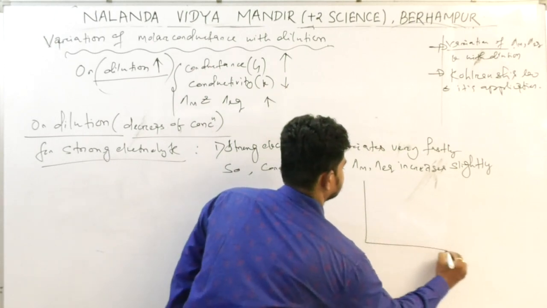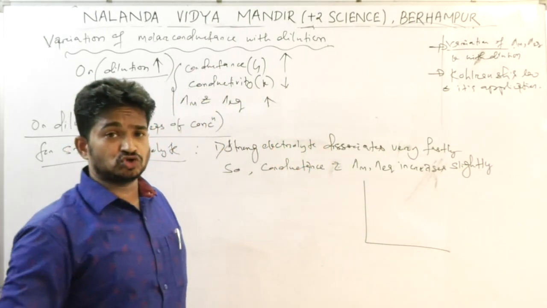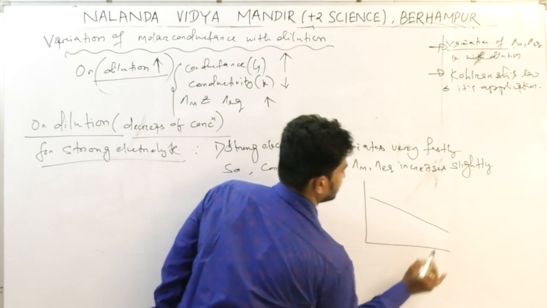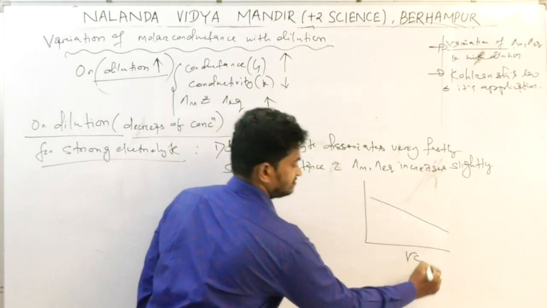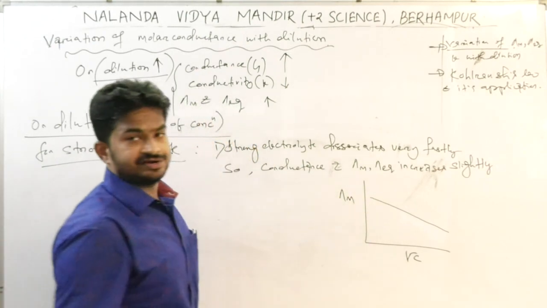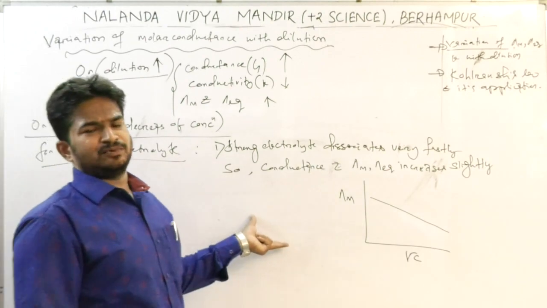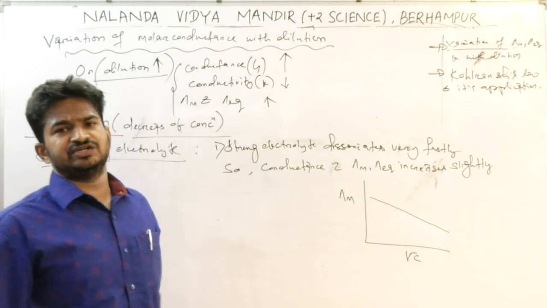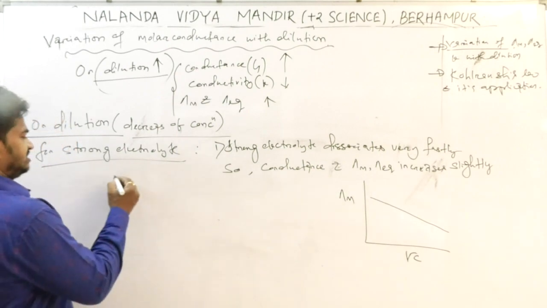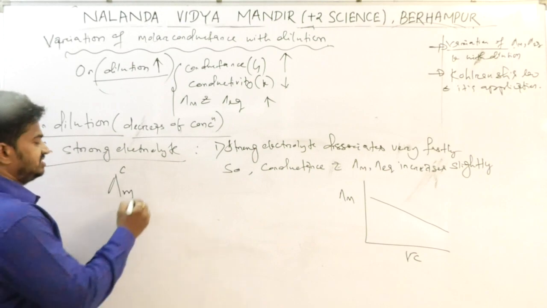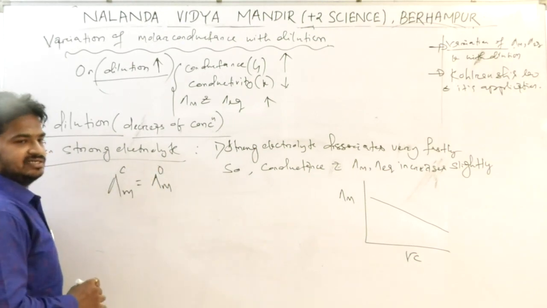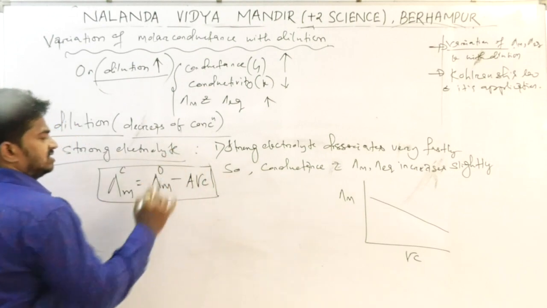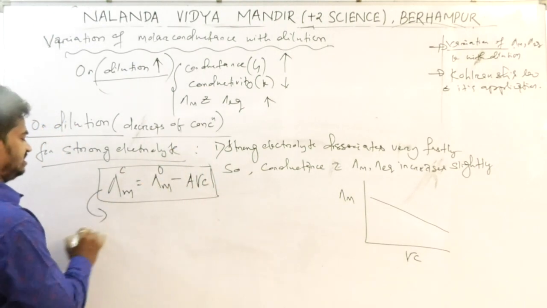If we plot the graph for the conductance of a strong electrolyte, it will be like that. Here it is the concentration, here it is molar conductivity, and this graph can be plotted by experimental values of molar conductance and equivalent conductance of strong and weak electrolyte. Here the equation is: lambda m for any concentration is equal to lambda m at zero concentration minus a into root over c. This equation is known as the Onsager equation.